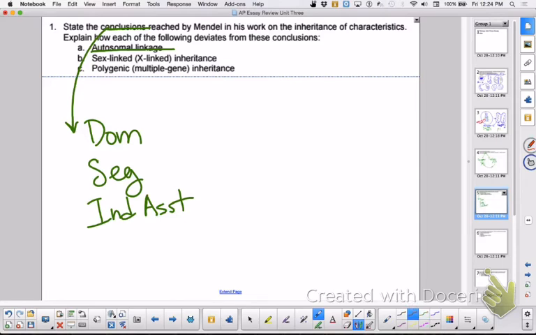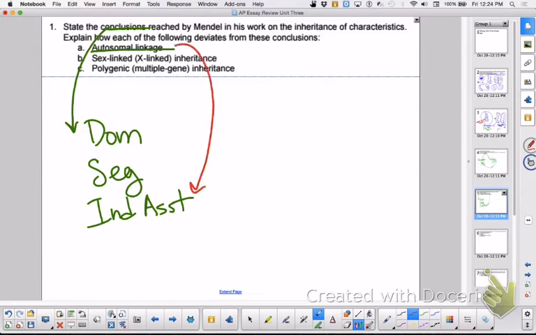Does that affect the law of dominance? No, traits are still dominant. Does it affect the law of segregation? No, you still only get one copy. What does it vary from? Law of independent assortment, exactly.